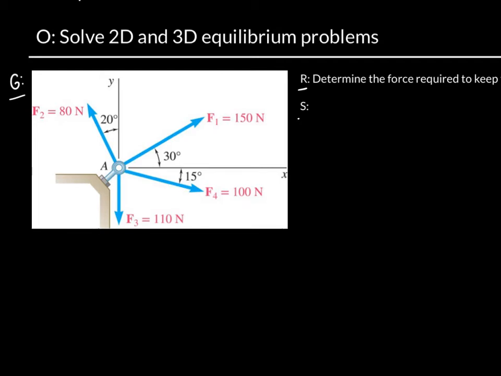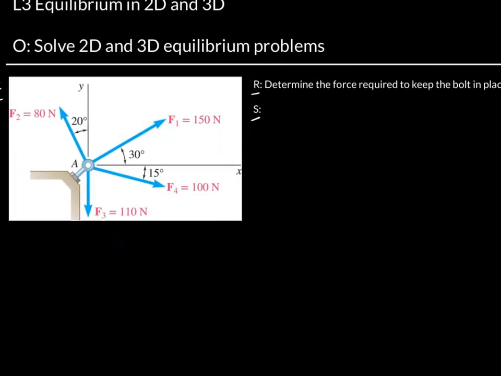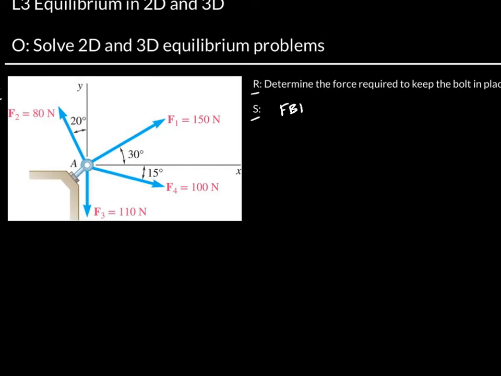For the solution, I'm going to draw a free body diagram. And the key here is to think about what it is that I'm drawing the free body diagram of. The first thing is I'm going to draw a free body diagram of the bolt. So it's going to look like this. That thing that I just drew is the thing that I'm going to draw the free body diagram of, which is nice because it's pretty easy to draw.